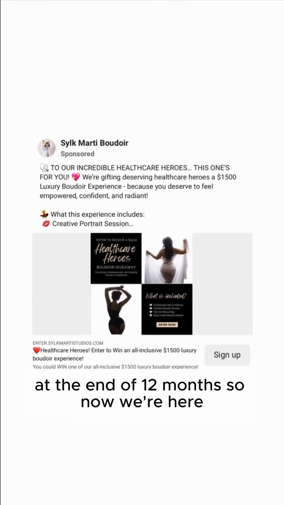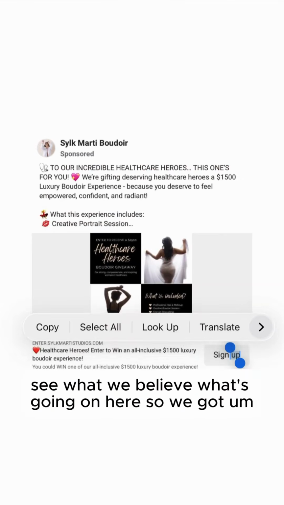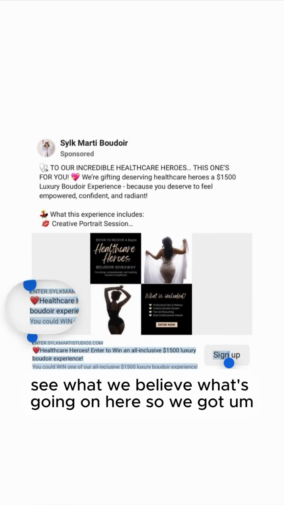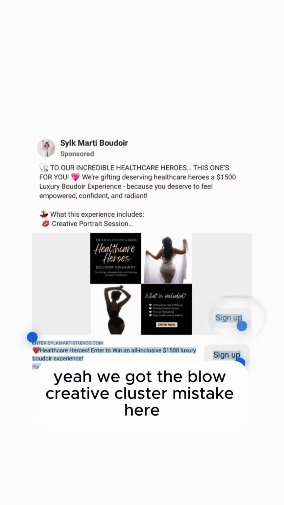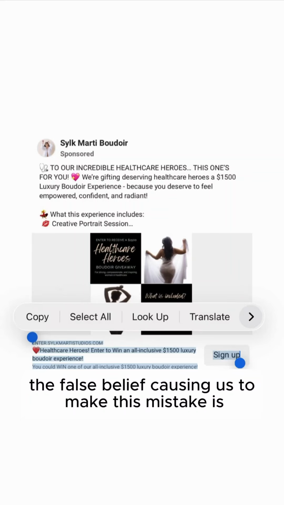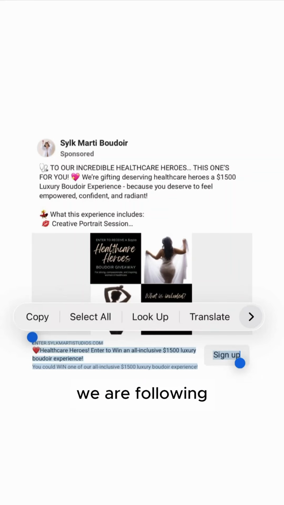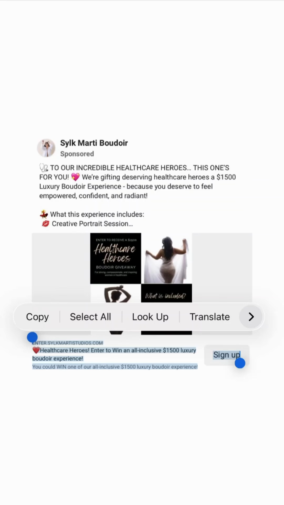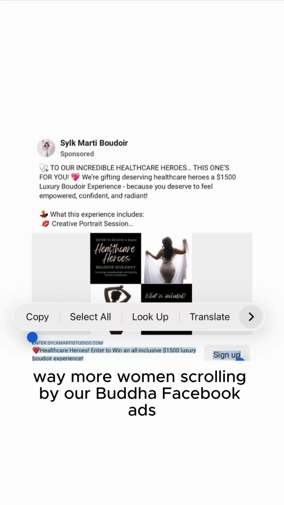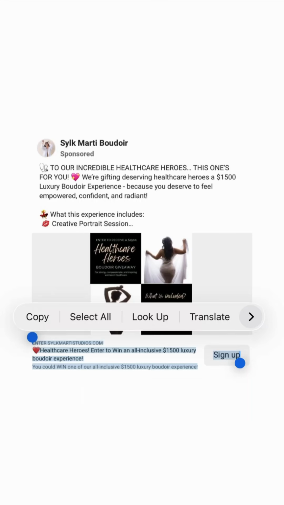Now we're going to diagnose this and see what we believe is going on here. We've got the Below Creative Cluster mistake here. The false belief causing us to make this mistake is that we are following what Facebook is recommending us to do. And the problem with that is the consequence it causes, which is way, way, way more women scrolling by our Boudoir Facebook ads for no reason.